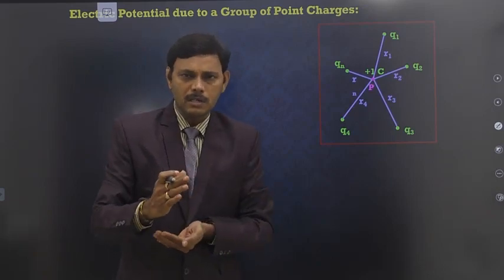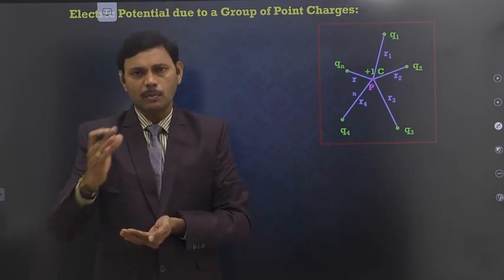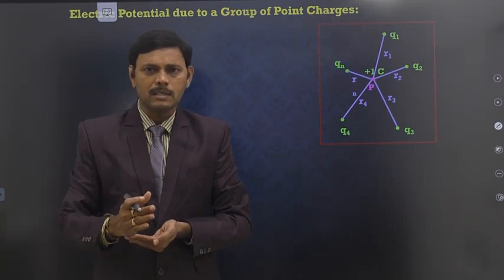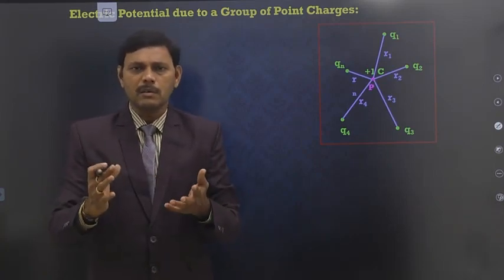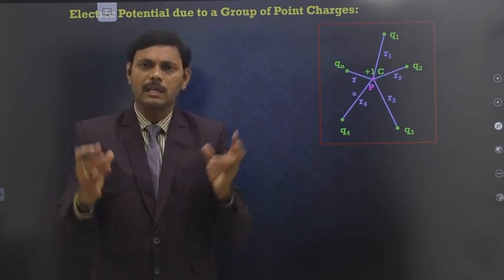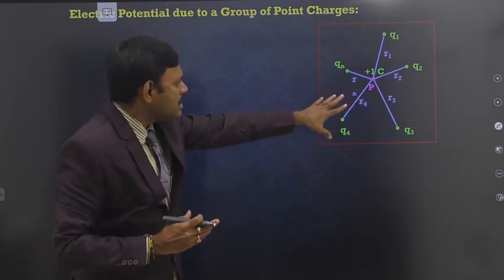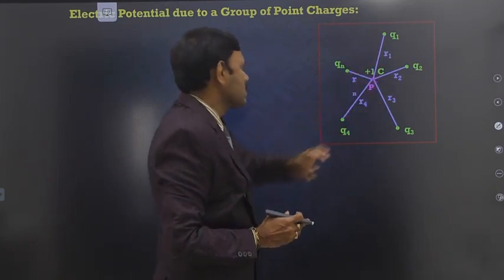Due to positive charge, the expression for potential is a positive value. Due to negative charge, the expression for potential is a negative value. Then the algebraic sum of potentials due to all charges at a given point P is the net potential at point P due to this group of charges.